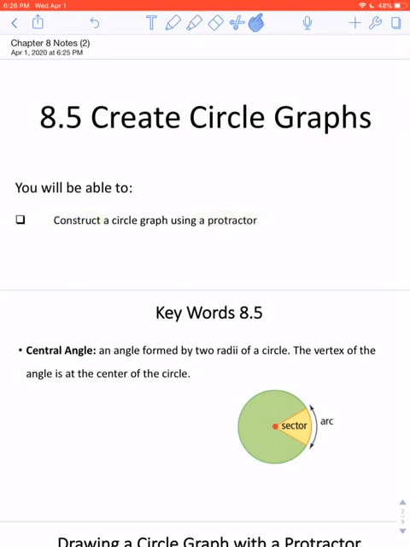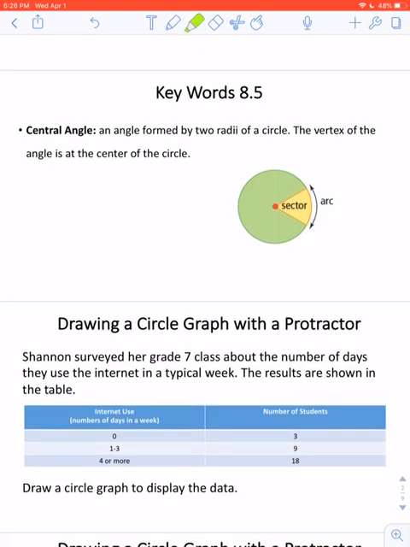So if you take a look here at the first slide, you'll see the key words are central angle. A central angle is formed by two radii. That's a key word here of a circle. The vertex of the angle is at the center of the circle. So you can see the vertex is this red dot, and then we have the two radii. Now remember, a radii, you might also know it as a radius, is just the line that comes from the center halfway across the distance of the circle. So that's what we're going to be looking at today.